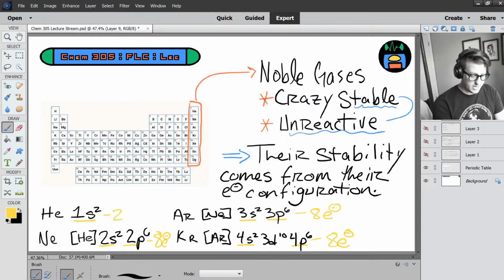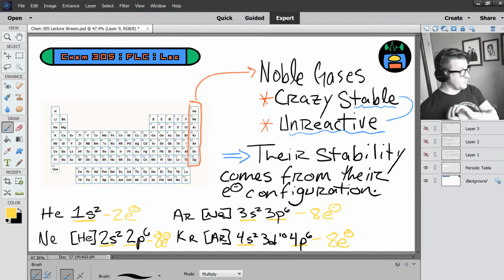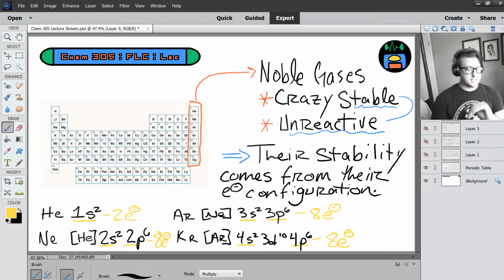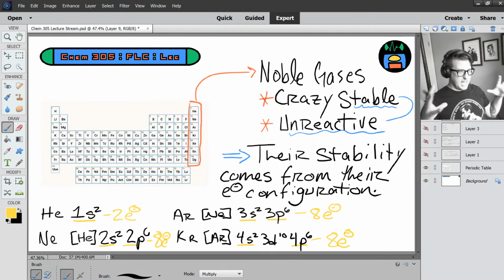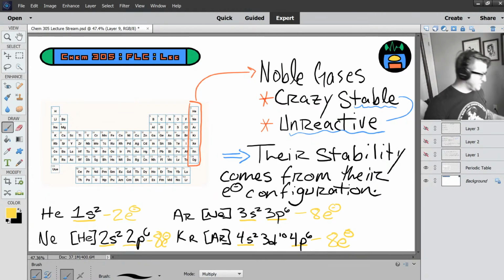Right? For every single noble gas, you have 8. Oh, wait, no, hang on. There's only 2 electrons for helium. But that's the one exception. Every other noble gas on the periodic table has 8 electrons in its highest energy shell.